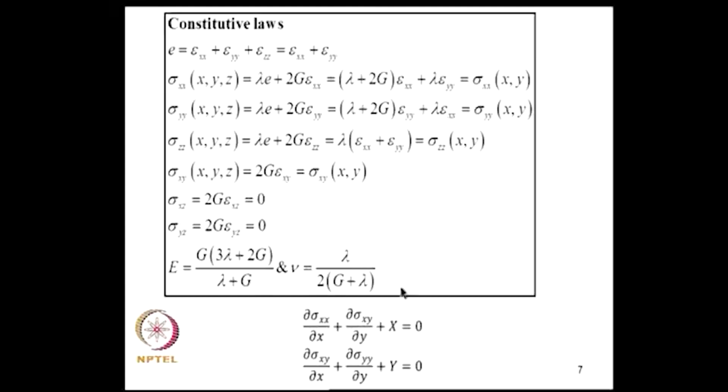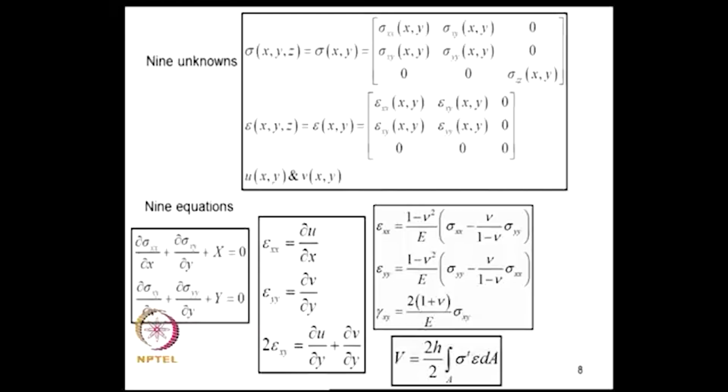Now, based on this postulate we can show that the third equilibrium equation will be automatically satisfied. So, in this model there will be 4 stress components which will not be known, 3 strain components and 2 displacement components. So, there are 9 unknowns and there will be 9 equations, 2 equilibrium, 3 strain displacement relations and 4 constitutive laws. So, the problem formulation thus gets completed.